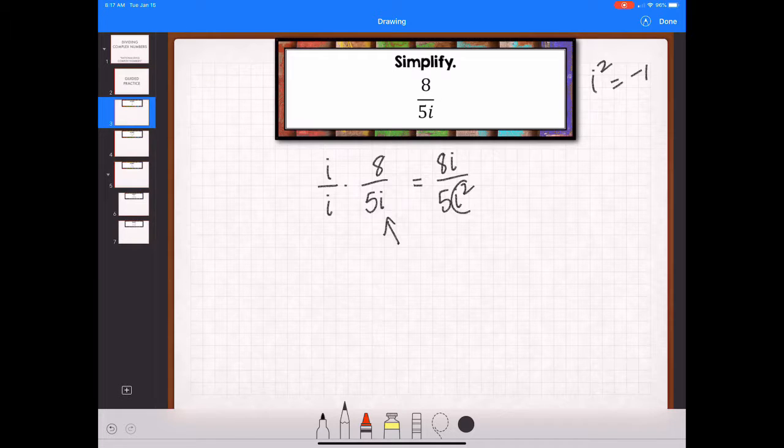Anytime you have an i squared, you're going to replace that by -1. And now you have 8i in the numerator and the denominator is 5 times -1, so that's -5. Notice you don't have i in the denominator anymore. So this would be your simplified form.